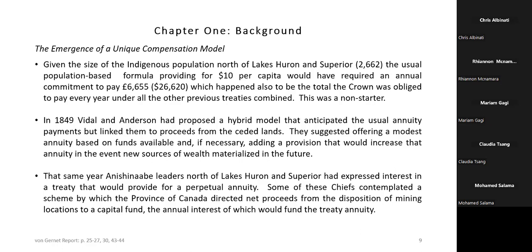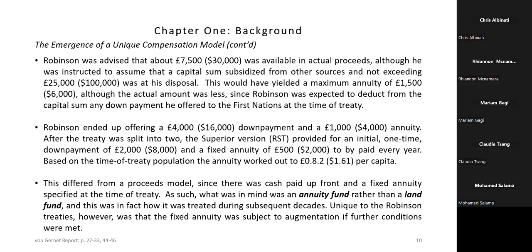when we go to the next slide, Slide 10, I'm sorry? Slide 10. Yes, on slide 10. Yeah, so this is all review, basically. Robinson had advised that about 7,500 pounds or $30,000 is available in actual proceeds. He rounded that off to 8,000, eventually, which is what he offered.